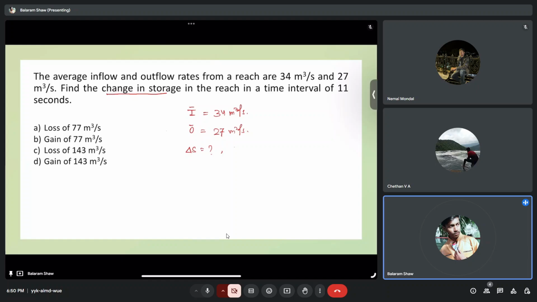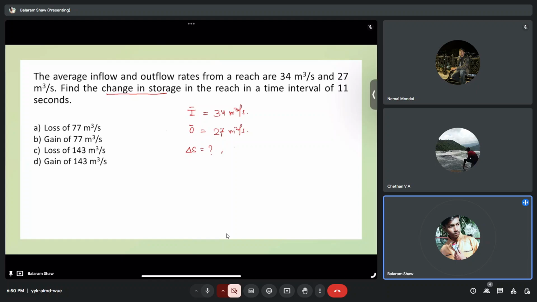So, the simple mass balance equation we have to use is I bar minus O bar equals delta S by delta T, right? So we can write this as delta S equals (34 minus 27) meter cube per second into 11 seconds. Whatever we get will be in meter cube per second, because both the inflow and outflow are average rates, right? So 34 minus 27 is 7, that is 77 meter cube per second.